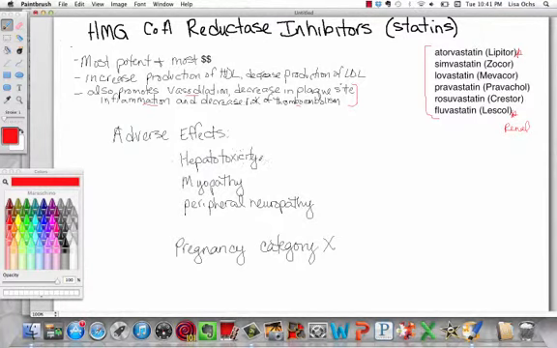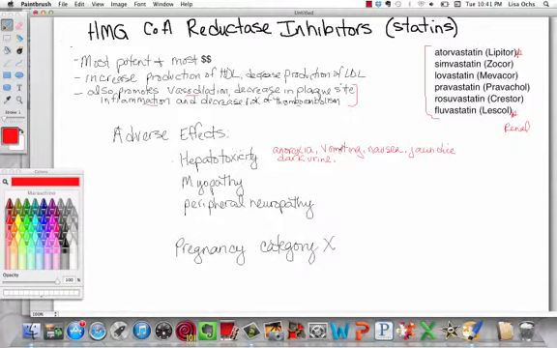Some of the things you may see with hepatotoxicity are anorexia or decreased appetite, vomiting, nausea, jaundice, dark-colored urine, and then an increase in liver function tests.